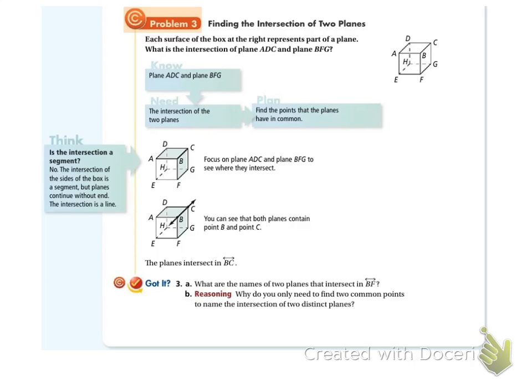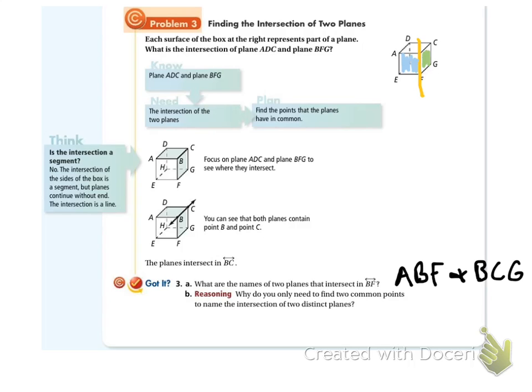Okay, so our got it problem says what are the names of two planes that intersect in BF? If they intersect in BF, they're intersecting on that yellow line. So two planes that intersect there are planes ABF and BCG. And remember, we use 3 points to name a plane, so those aren't the only planes that you could choose. They can have different names. But it will be this front plane in blue meeting up with this side plane in green. They intersect at BF.